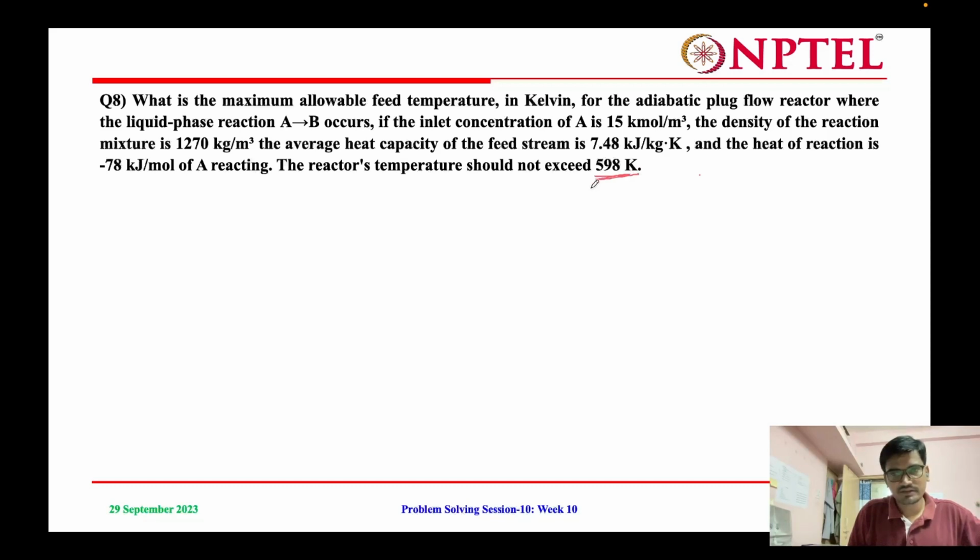The reactor temperature should not exceed 598. The same question, but here change the reactor from plug to mixed flow reactor. The previous one was adiabatic, sorry, mixed flow means CSTR.